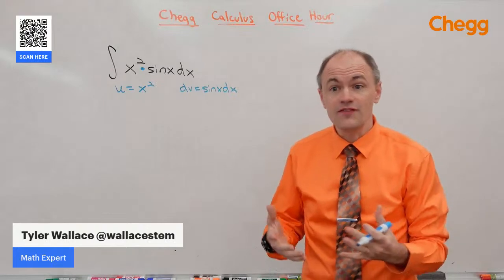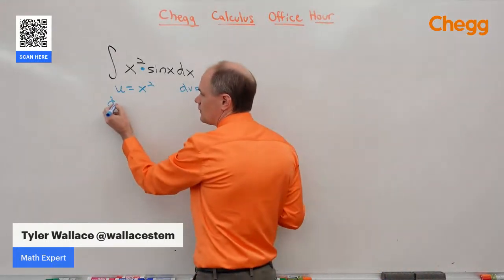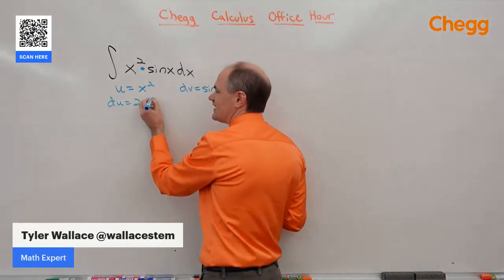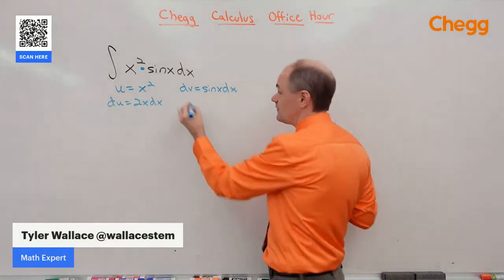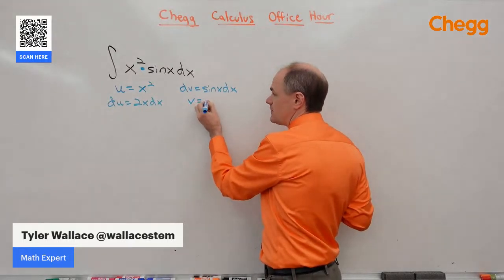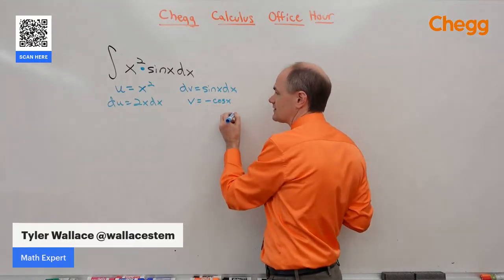Then we can take the derivative of the u. The derivative of u is 2x dx. And to get the dv, we're going to take its antiderivative, which is v, and that is going to be negative cosine of x.